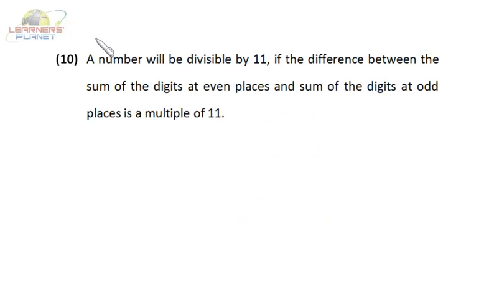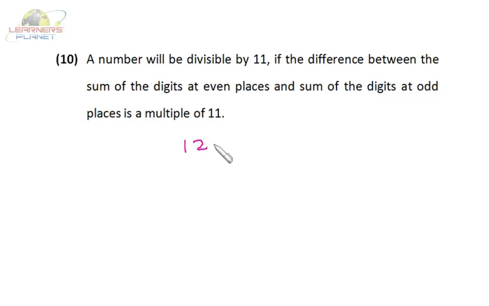Now let's see the divisibility rule of 11. A number will be divisible by 11 if the difference between the sum of digits at even places and the sum of digits at the odd places is a multiple of 11. The description seems to be difficult, but let's take some examples so it will be clear to you.